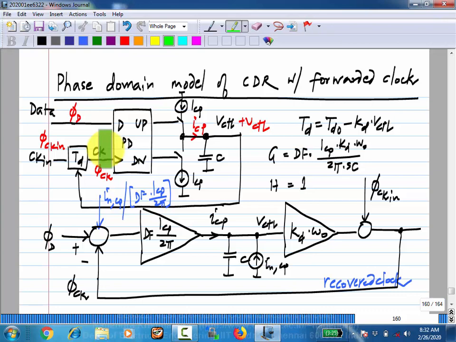If the edges are drifting around slowly, the clock edge also will drift around along with it. If the edges are moving around rapidly, jittering rapidly, then it will not be able to follow that. Okay.